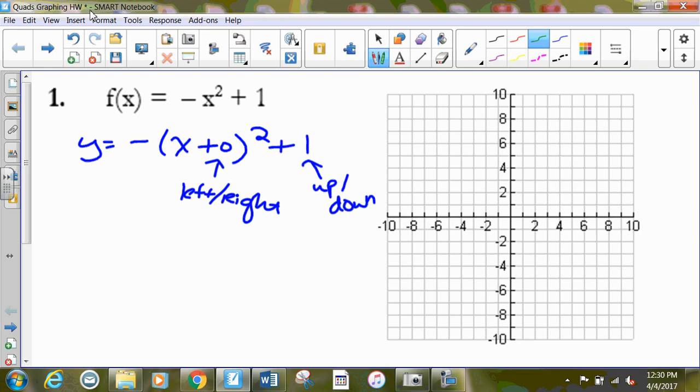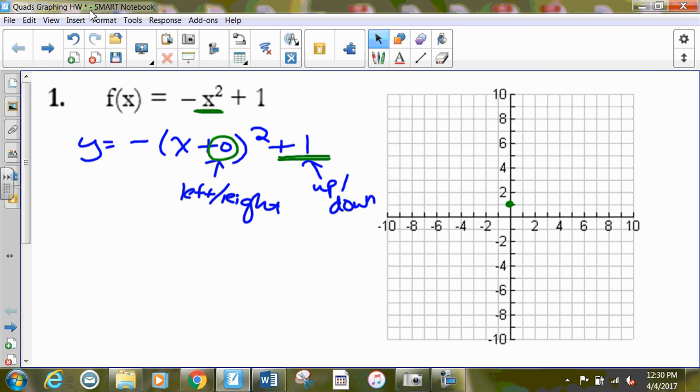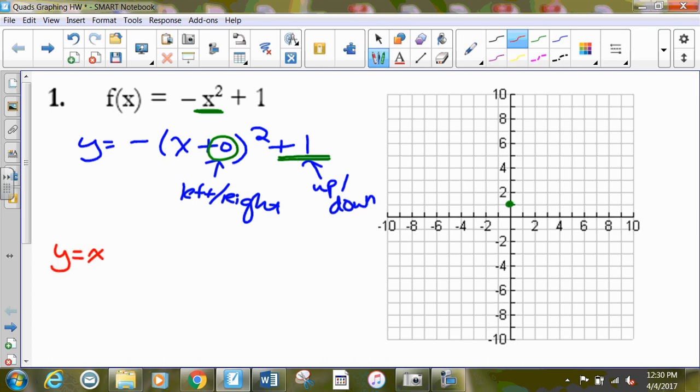So here we go. We know our vertex is not going to be shifted to the left or the right because there's not a number next to x. I put a 0 there so you could see that. But it is shifted up 1. So our vertex, instead of being on the origin, is shifted up 1. And then to graph, we need to remember what the graph of the parent function looks like. When we think about the parent function, y equals x squared, we know that the vertex is at 0, 0, because there's no movement left or right or up and down.